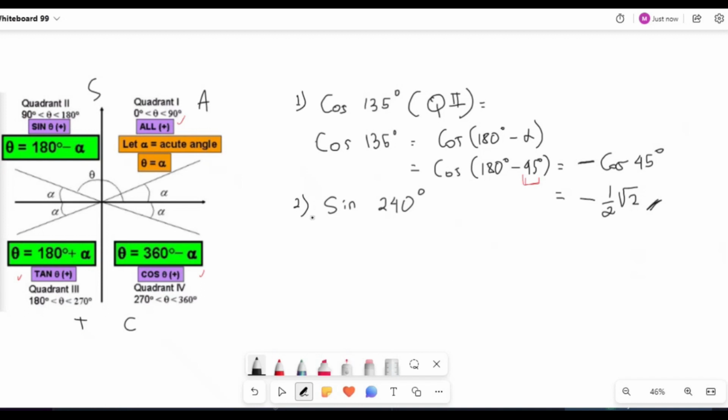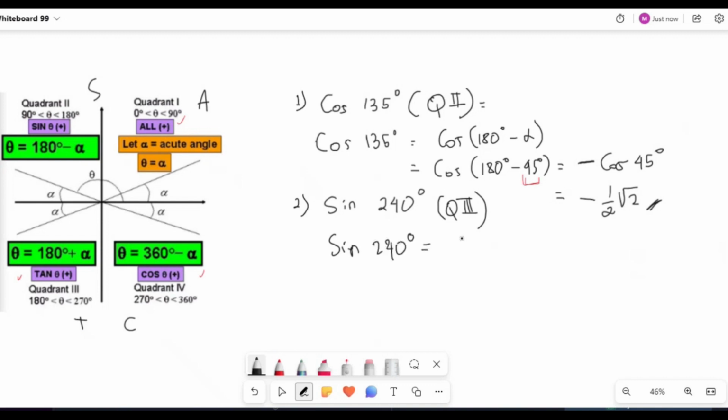Okay, second one, sine 240. Let me repeat the way. We need to see on which quadrant. Sine 240 is going to be in quadrant 3 because it's between 180 and 270. And I also put a special angle here, so it's easier for us to do it without a calculator. So let's do it.